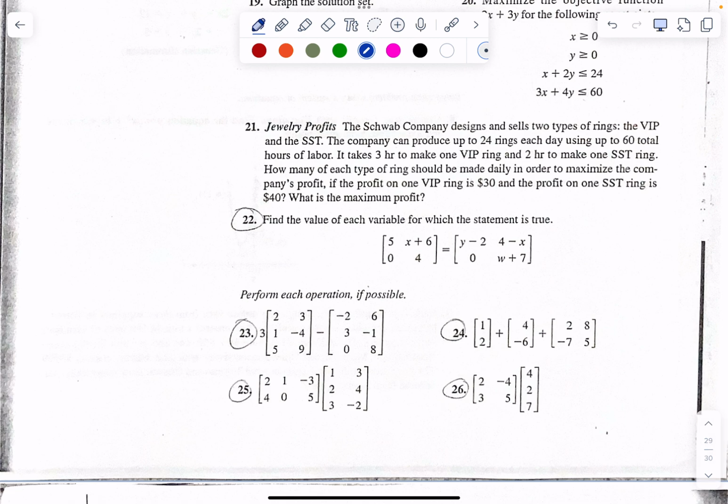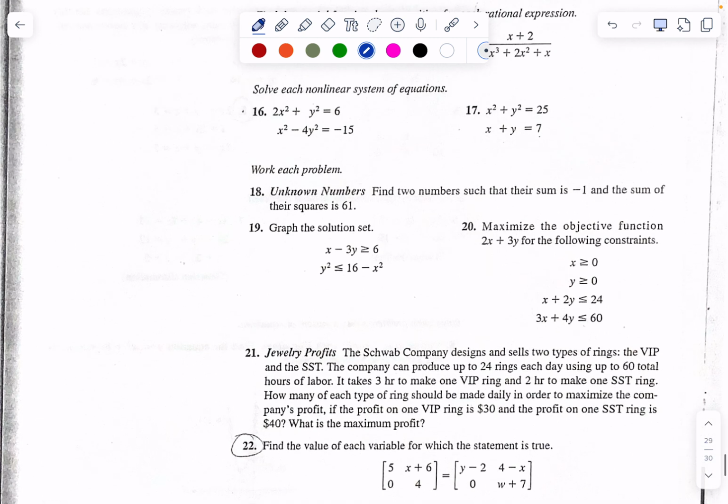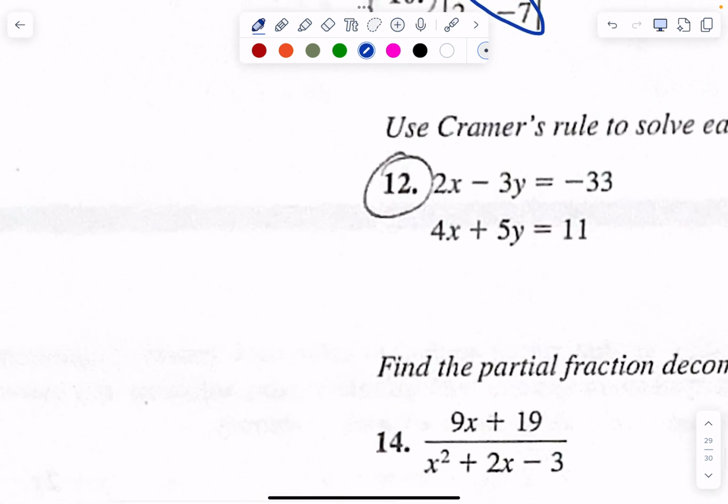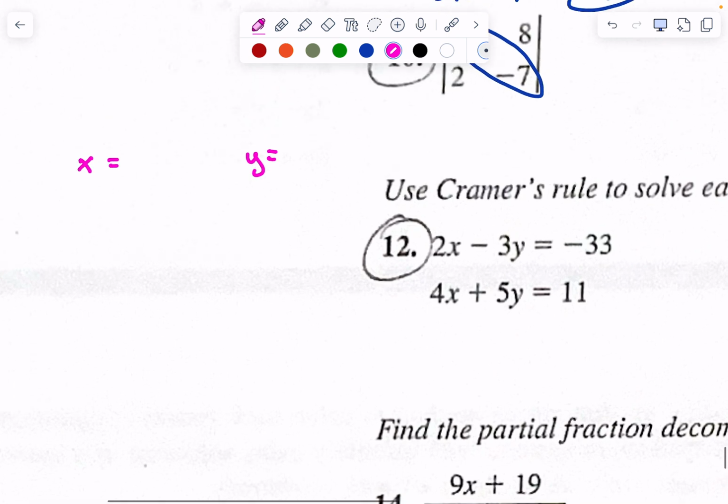If you want to, 22, 23, 24, 25, 26 are really easy. How do we do Cramer's rule? We'll do Cramer's rule together. Shall we? Are we ready? Cramer's rule says this. If I want to solve for x and for y, I take dx and divide by the determinant, and I take dy and divide by the determinant.